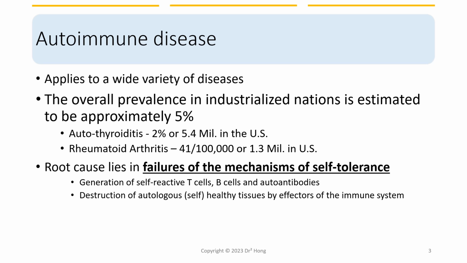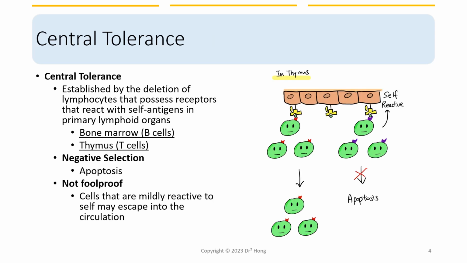Now, there are more than 50 different diseases classified as autoimmune. The prevalence of disease is like allergy. It has higher prevalence or incidence in industrialized countries, and as a group, there's about 5% in the industrialized countries. The root cause of autoimmune disorders is some type of failure of the mechanisms for self-tolerance. There are two types of self-tolerance mechanisms, central tolerance and peripheral tolerance.